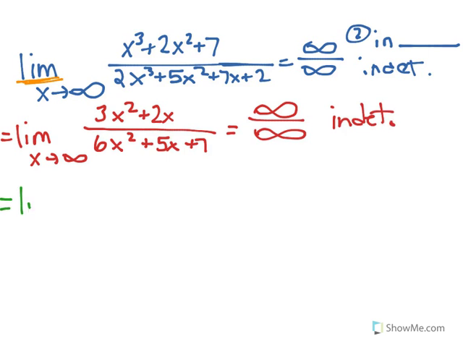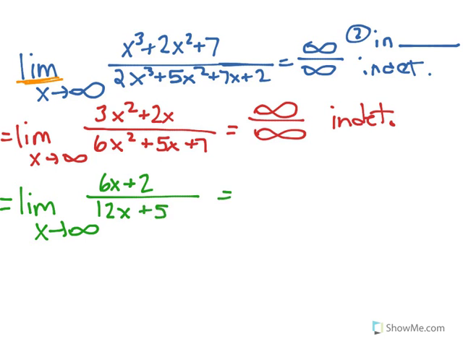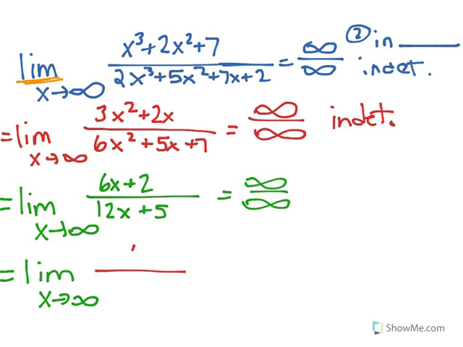Let's try it again. You can use this rule as many times as you need to. Limit as x approaches infinity. Let's take the derivative of the top, which is 6x plus 2. And the bottom is 12x plus 5. Put in infinity again. Oh, still indeterminate. I'm not giving up, boss. X approaches infinity. I'm going to take the derivative of the top, which is 6. Derivative of the bottom, which is 12. And there's not even a place to put infinity in there. I'm just going to solve that one out, and the answer is going to be 6/12 or 1/2.